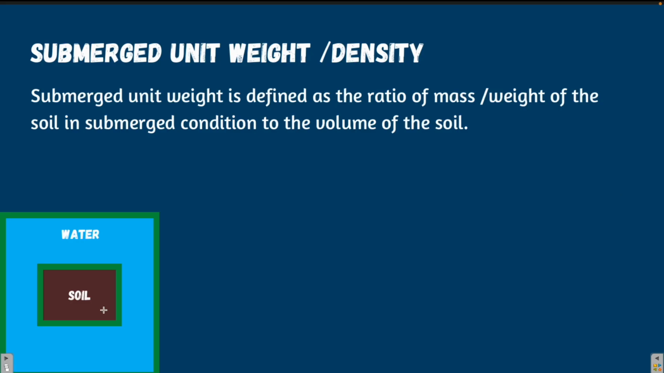Now the next unit weight of the soil is the submerged unit weight or the submerged density of the soil. The submerged unit weight, also known as the apparent unit weight or the effective unit weight, is defined as the ratio of the mass or the weight of the soil in submerged condition to the volume of the soil. Now what's the submerged condition? When the soil is fully saturated, along with that it is entirely submerged in water.